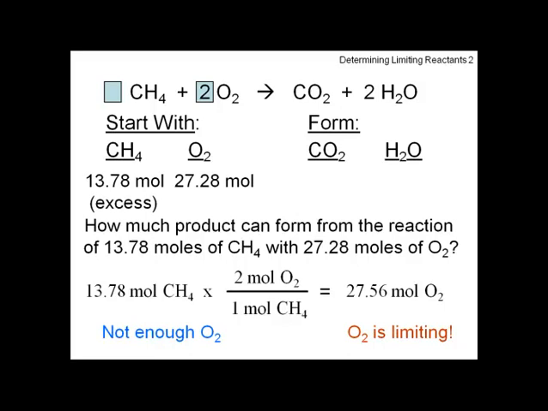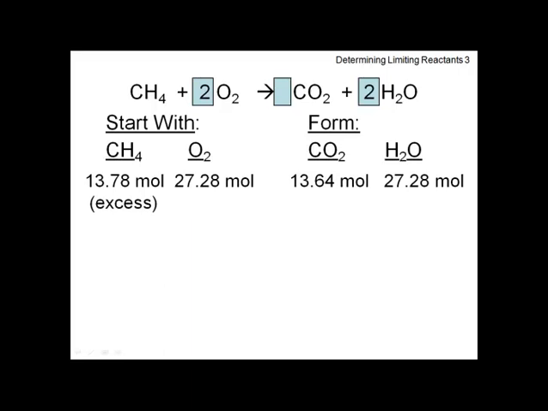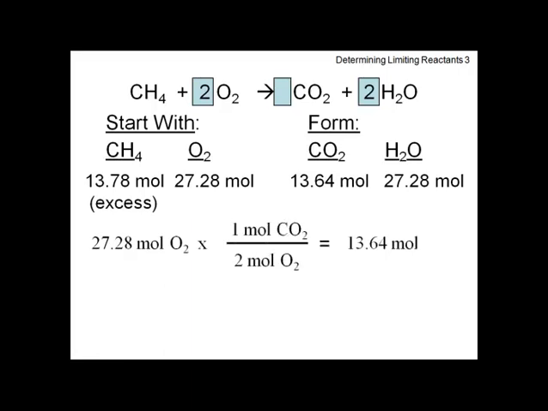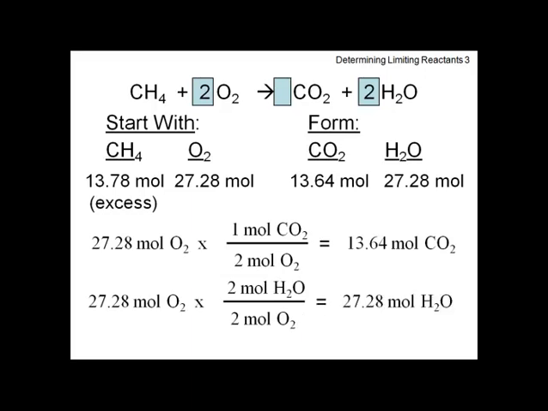We will base our calculations on O2. If we need to, we can apply conversion factors constructed from the balanced equation to find the amounts of products. Notice that we form 1 mole of CO2 for every 2 moles of O2, so there will be half as much, or 13.64 moles of carbon dioxide formed. We form 2 moles of H2O from 2 moles of O2, so there will be the same amount, or 27.28 moles of water formed. We have solved the problem by first determining the limiting reactant and then calculating the amounts of product formed from the limiting reactant.